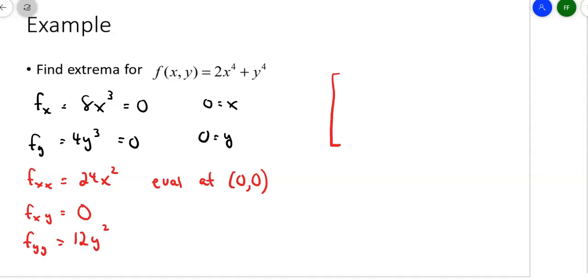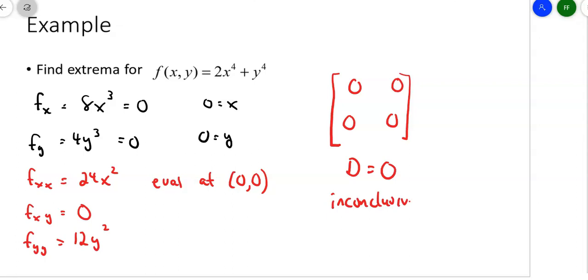The second partial with respect to x is 24 times 0, which is 0. The second partial xy was already 0, then the yx is also 0, and the double y, 12 times 0, is 0. I got myself a zero matrix. So the determinant of a zero matrix is 0. If you go back to that list, it'll tell you that that means it's inconclusive. But does that mean that there's no max and no min?